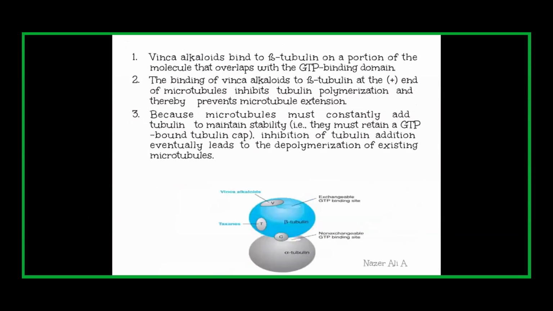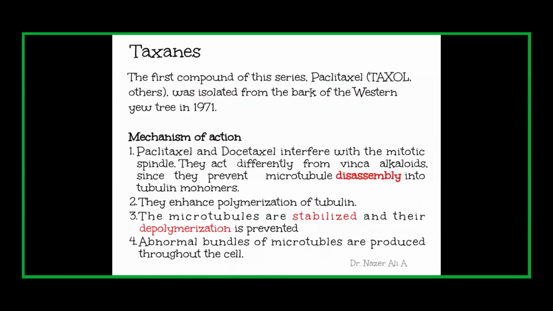And in contrast, we have taxanes. Taxanes promote stabilization of microtubule by binding to their own distinct sites on the beta subunit at the inner side of the microtubule lumen. Thereby it will inhibit the depolymerization and result in large, stable, dysfunctional microtubules. It will prevent the disassembly. It will enhance the polymerization, but there will be abnormal bundles of microtubules. That is the difference between the vinca alkaloids and taxanes.